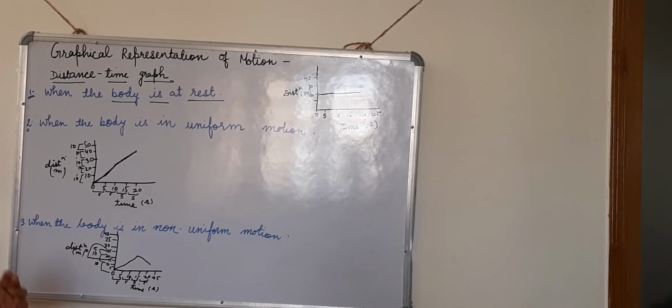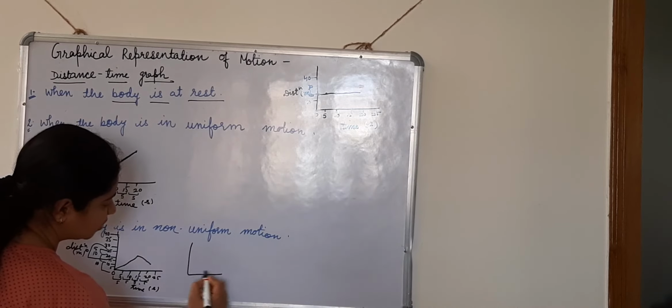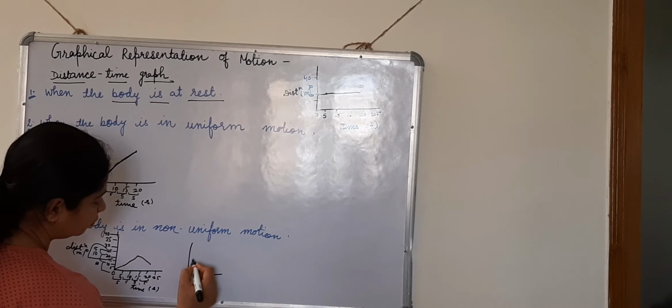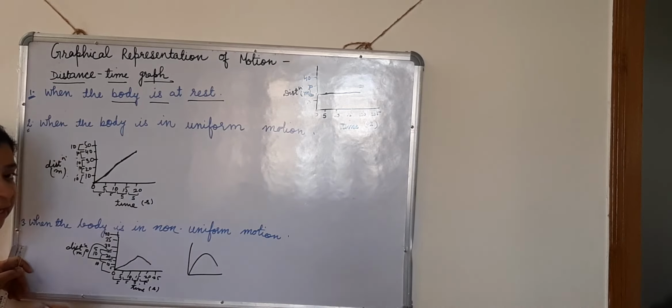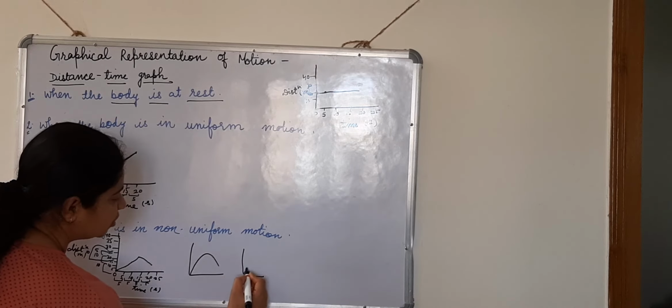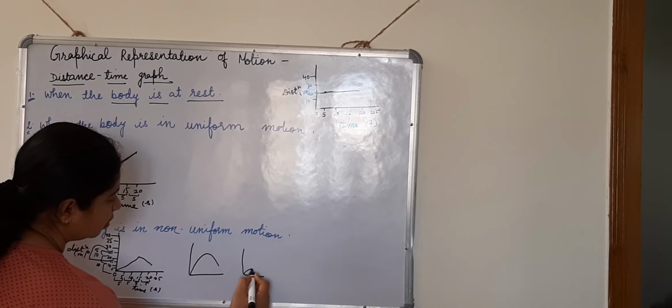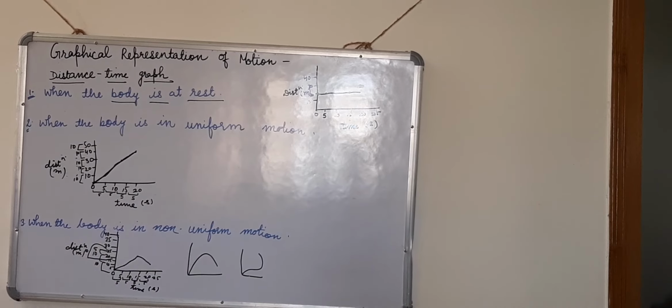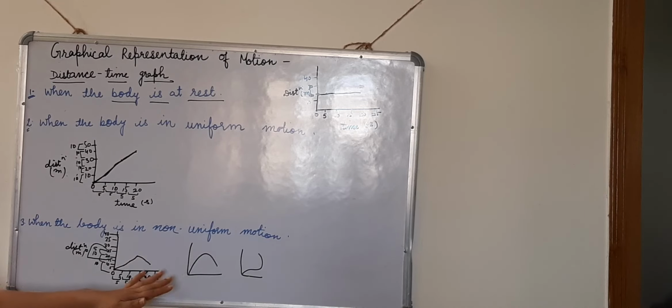In the graph, if you get other than a straight line, this line is known as a straight line. Other than this shape, if you get any shape, that will be your non-uniform motion. You can get a shape like this also. It can be any shape. So if the distance time graph gives you any shape other than a straight line, that means the object is in non-uniform motion.